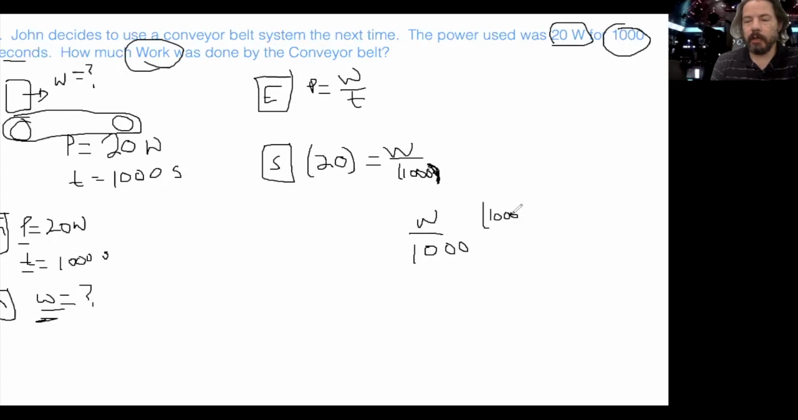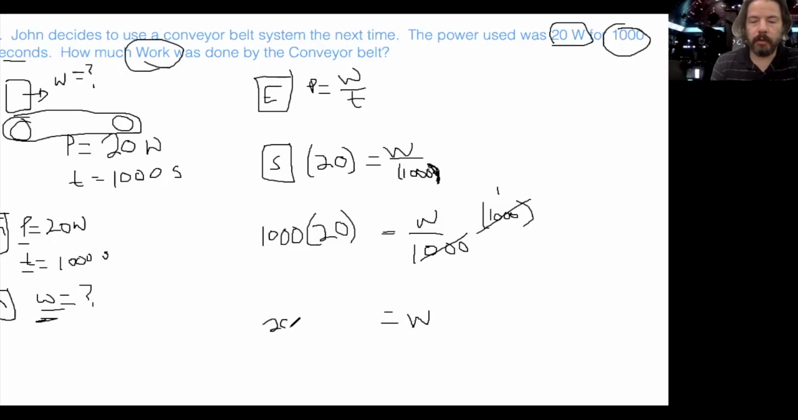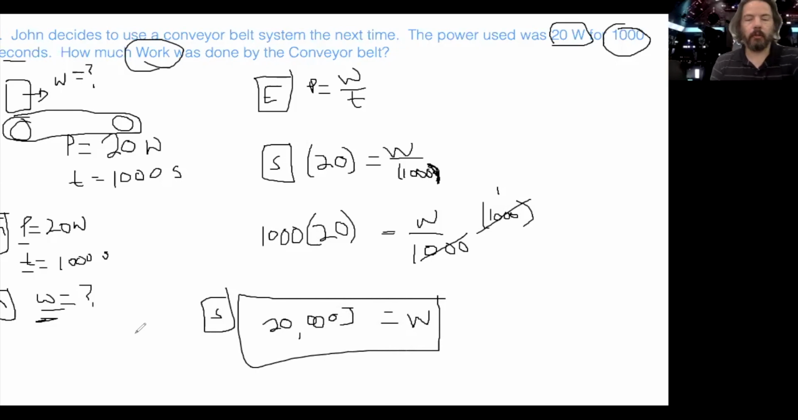We're going to multiply both sides times 1,000 equals 20 times 1,000. So 1,000 divided by 1,000 equals 1, and we say it cancels. 1 times W equals W, so we've got our work. And then 1,000 times 20 is 20,000. And this is work, so the units must be in joules. So we've substituted, we have our solution, so we've done the whole problem.